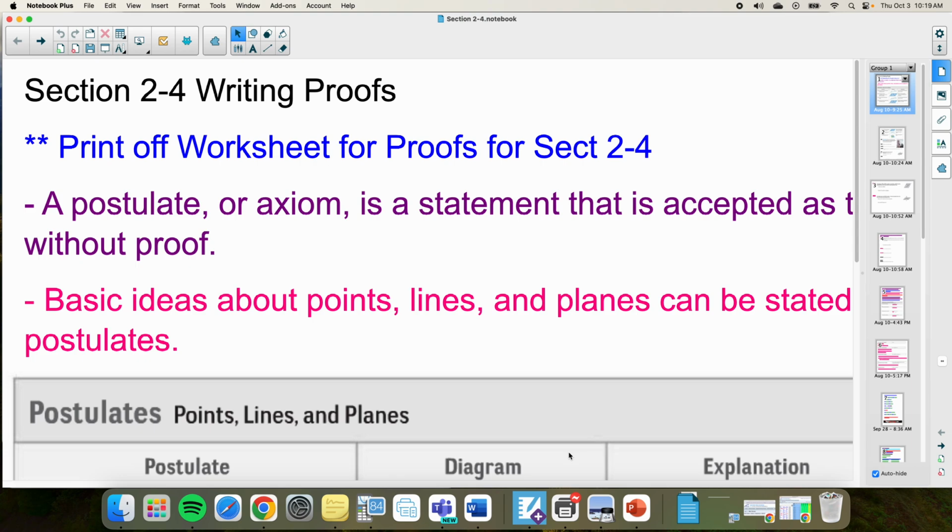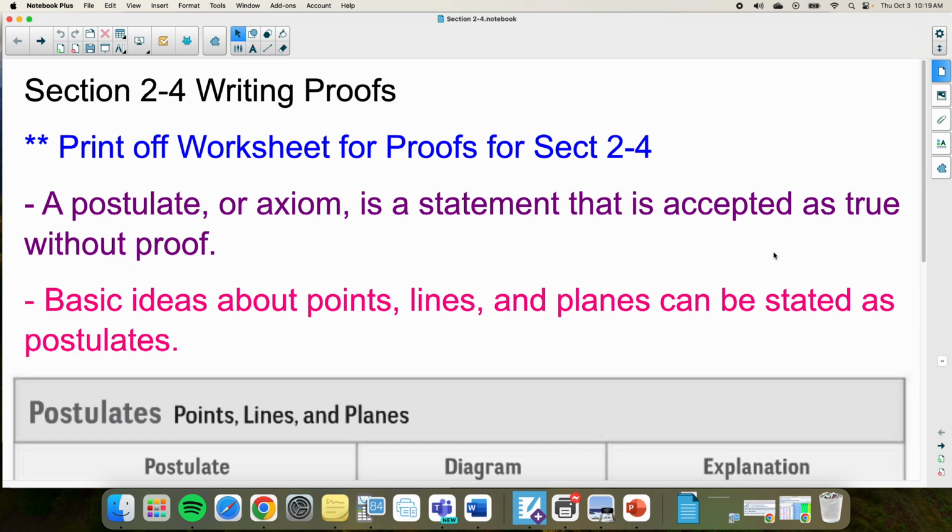Today what we're gonna do is the last lesson before actually doing the proofs tomorrow, which are the algebra ones. And today what we're gonna learn is some postulates that have to do with lines and planes and points, and not things that are hard to understand.